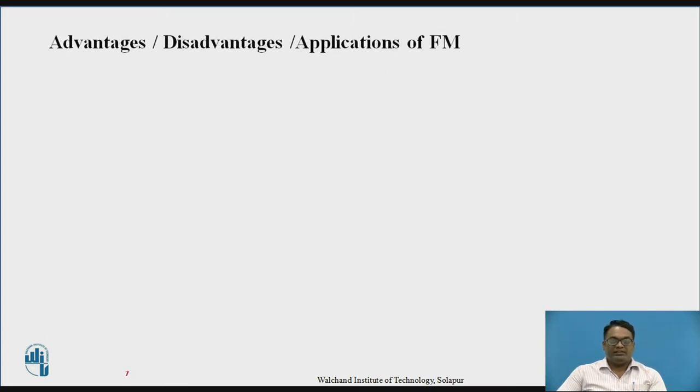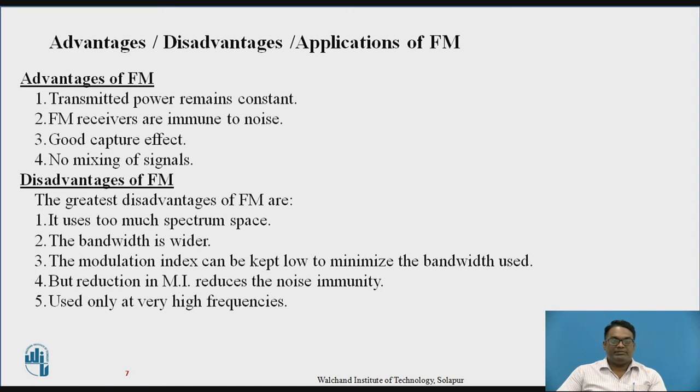Next, what are the advantages, disadvantages and applications of FM? Basically, the advantages of FM are that transmitted power remains constant in this type of generation technique. FM receivers are immune to noise. That means noise can easily affect the signal when it passes through the channel and gets received at the receiver. It has a good capture effect. No mixing of signals can be done in FM.